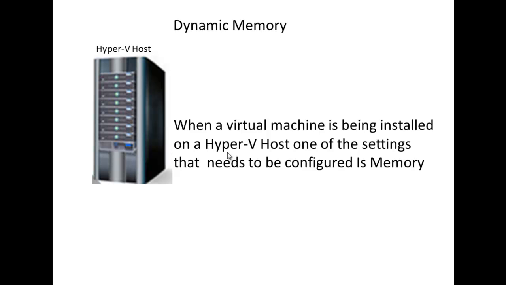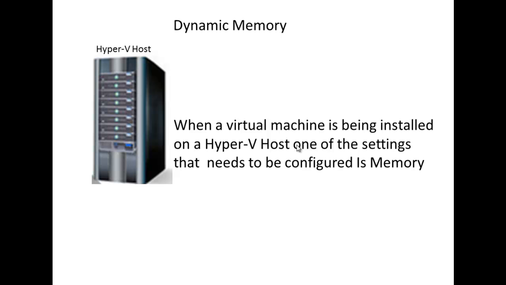Now, when we are installing the virtual machine, one of the settings that we configure is the memory. Memory has to be allocated to the virtual machine. And that memory is based on the amount of memory that you have for the Hyper-V host itself. Let's say that you had 32 gig of memory for the Hyper-V host, and you have 2 virtual machines. You then have to decide how much memory you're going to give or allocate to each virtual machine. Let's say we allocate 8 gigs of memory to one of the virtual machines that we're setting up.